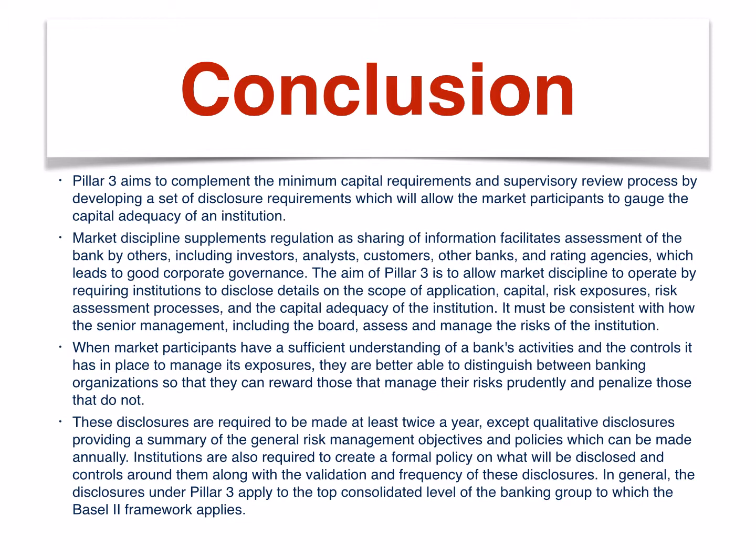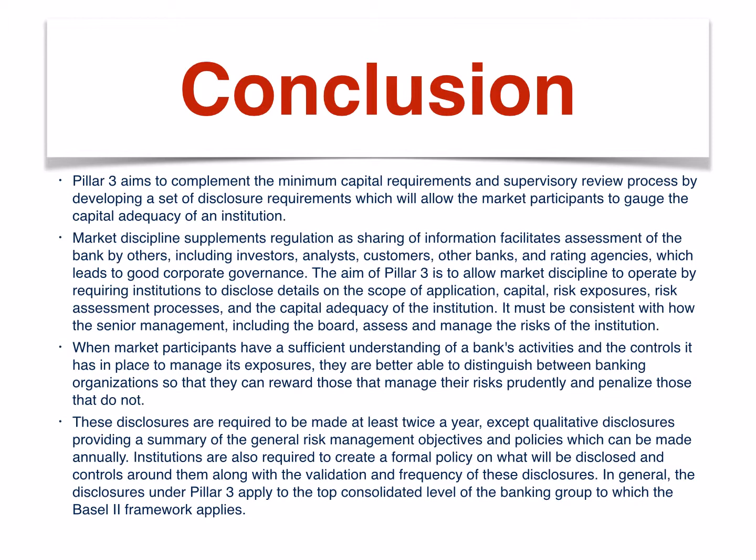The aim of Pillar 3 is to allow market discipline to operate by requiring institutions to disclose details on the scope of application, capital, risk exposures, risk assessment processes, and the capital adequacy of the institution. It must be consistent with how the senior management, including the board, assess and manage the risks of the institution. When market participants have a sufficient understanding of a bank's activities and the controls it has in place to manage its exposures, they are better able to distinguish between banking organizations so that they can reward those that manage their risks prudently and penalize those that do not.